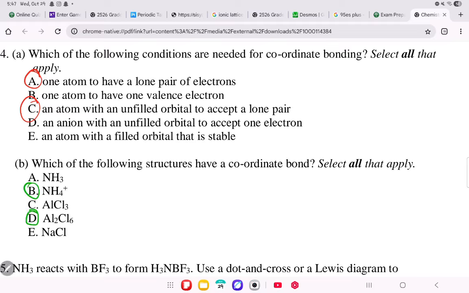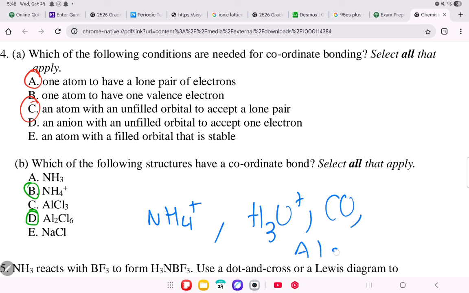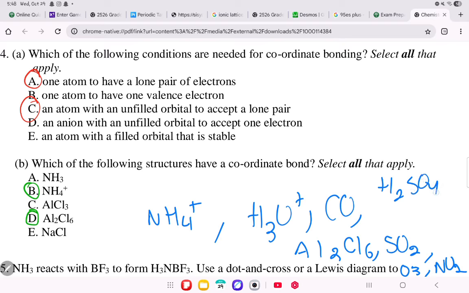Okay, I'm gonna write a bunch of coordinate bonds so that we can memorize them, so we can find them easily in the exam. NH4 plus, H3O plus, CO, Al2Cl6, SO2, O3, NO2, H2SO4. These are all coordinate bonds we need to memorize. Okay, so this is mainly the ones that we need to know, but for sure the ones that matter most are NH4 plus and Al2Cl6.